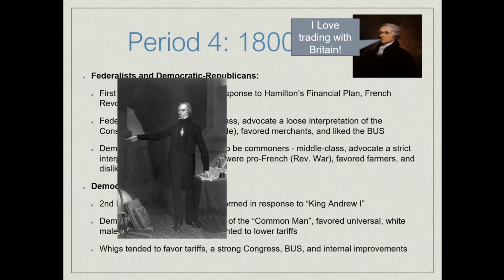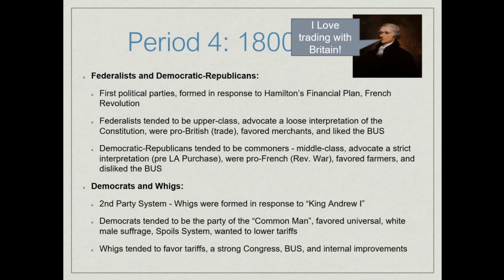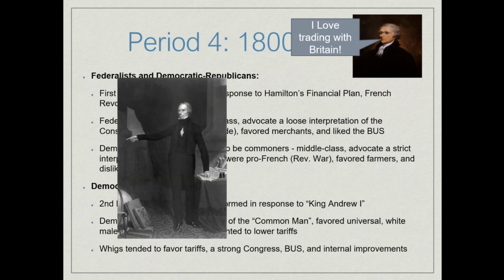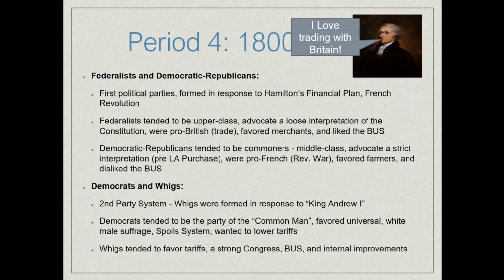There's Henry Clay! He's here again! The Whigs tended to favor tariffs, a strong Congress, a bank, and internal improvements. Remember, tariffs, bank, internal improvements is called the American System, created by this man right here. There he is, Henry Clay.